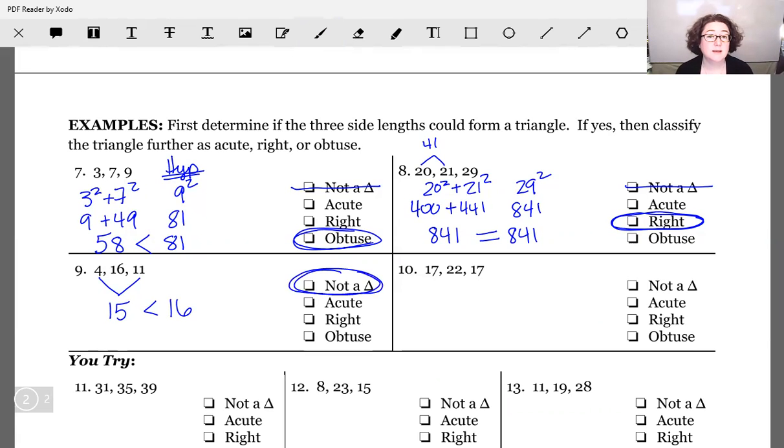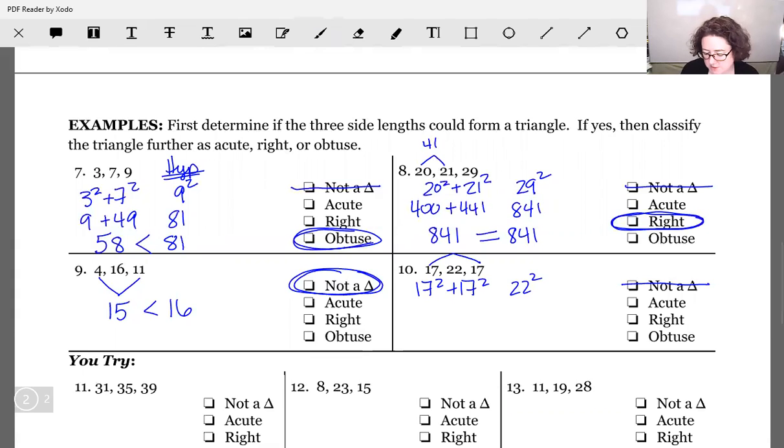Okay, number 10, again, out of order. 17 and 17, well, put those together, I get 34. 34 is definitely bigger than 22. So I know this does make a triangle. Now I just test which one. So 17 and 17 are my smaller sides. They would have to be the a squared and the b squared. So 17 squared plus 17 squared. And we need to compare that to 22 squared.